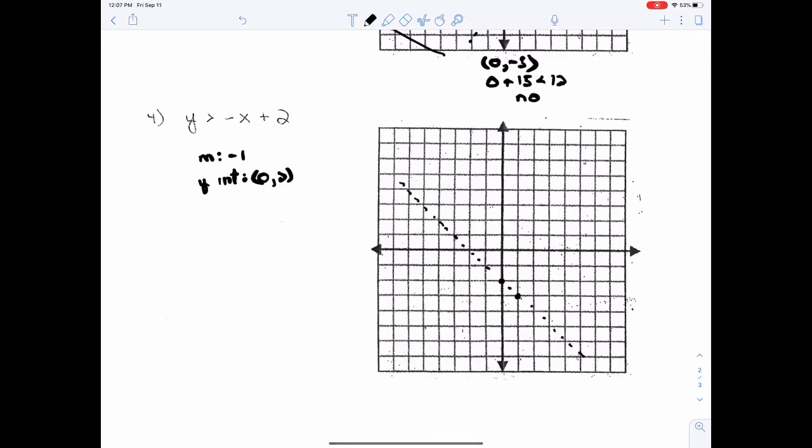Okay, so right now, again, we have a blank screen, a blank graph. There's nothing on this right now. So let's pick a point on the top, and I'll pick 0, 0. Let's pick a point on the bottom. I'll pick 0, -3. Just one on one side, one on the other side. Okay, let's go for 0, 0 first. Let's plug it in. Is 0 greater than -0 plus 2? No, 0 is not bigger than 2. So that does not work.